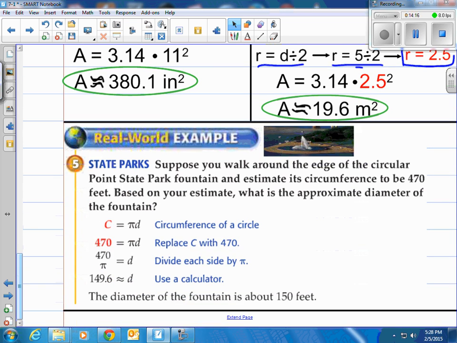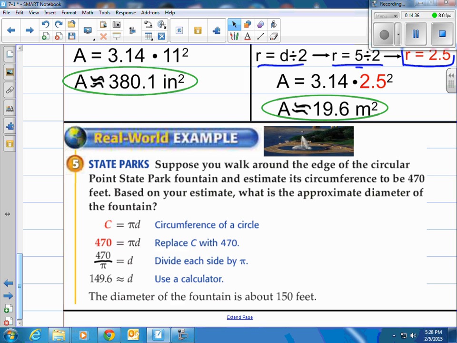Real quick, I want to show you, sometimes they give you what you might call the answer, or they'll give you the area or the circumference, and they'll ask you for either the radius or the diameter. Here's an example of that, and you can see what you're supposed to do here. And I noticed there's something missing. Let me add that in there before I talk about it. All right, so here's what it is.